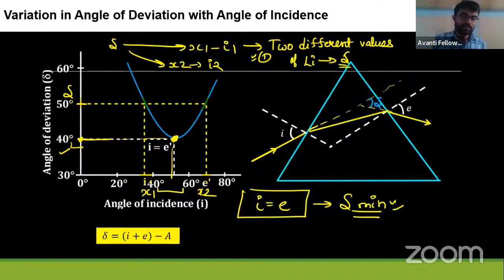Is it fine? So we can say like this: for I equals E, we will get an angle of deviation. We have to do some more substitutions here, and then we'll get the minimum angle of deviation. But I will say this: for I equals E, we are getting the angle of deviation which is the minimum. This is the minimum angle of deviation.